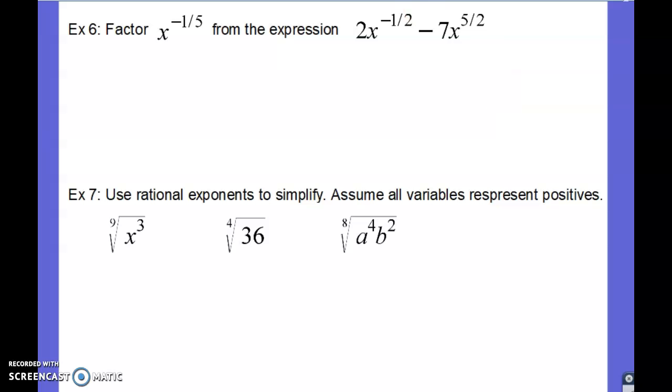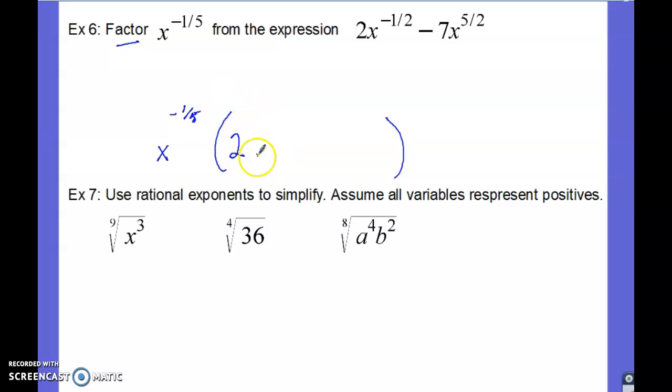Alright, so this next one's a little bit more complicated, because what we're asked to do is to factor x to the negative 1/5 out. So basically what that means is that we're going to take this negative power outside, and what are we left with? So it's pretty complicated, at least that's my opinion. What it boils down to is, by factoring out negative 1/5, the question then is, what's left over? So there's two ways of doing this.